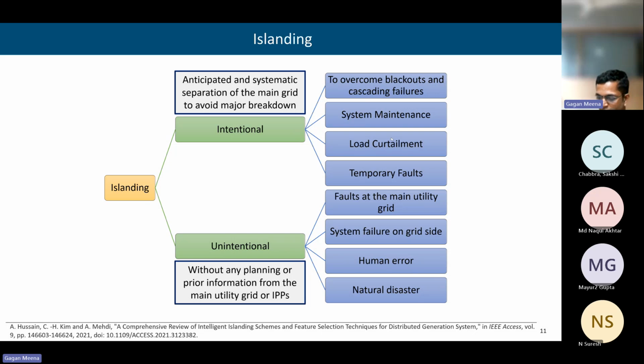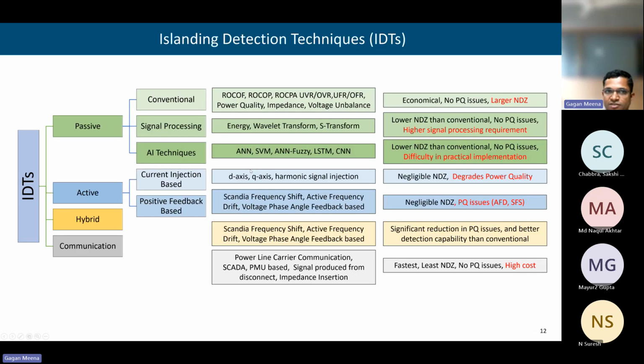That's why it's very important to know the status, and for that we have different types of intentional islanding detection techniques, out of which the first category is the passive islanding detection techniques. And these are also of different types. The first one is conventional, then signal processing based, and the third one is the AI based techniques.